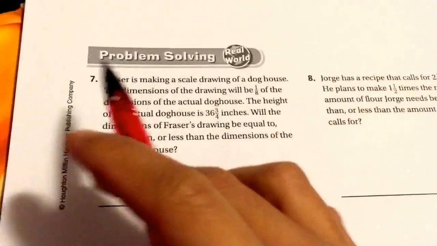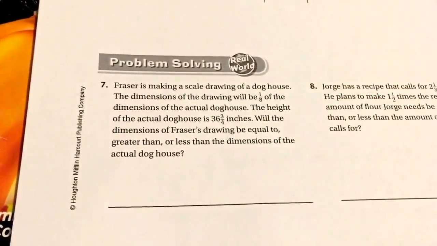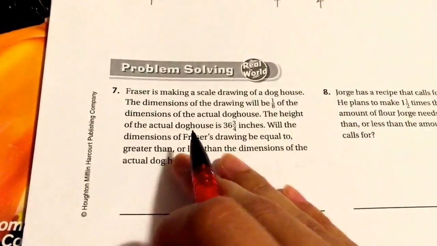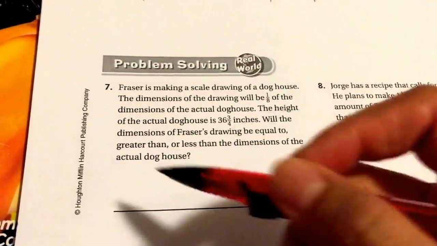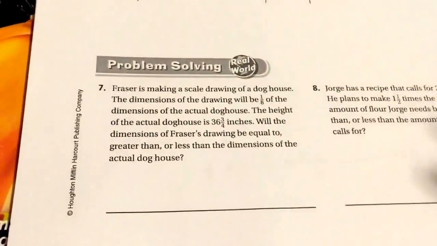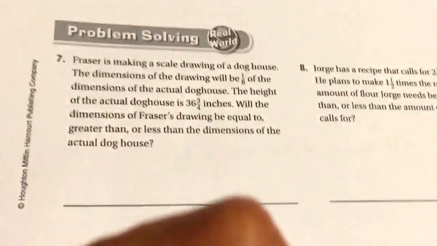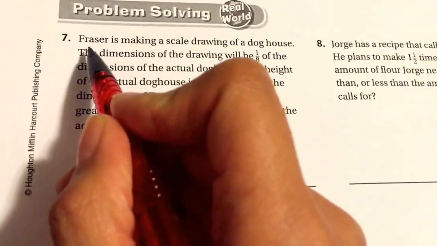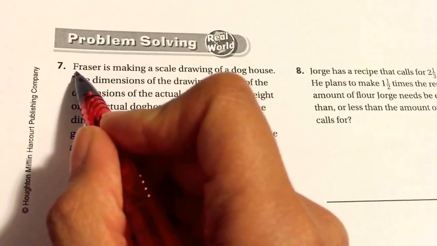All right, word problem time. Now, after we read through this, just keep in mind, all we're doing is changing English to Math English. We're changing these words into a mathematical equation or equations. Fraser, I'm guessing is how to pronounce the name, but this is a name.